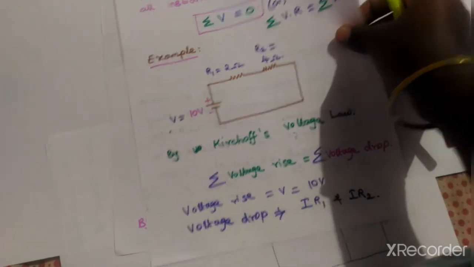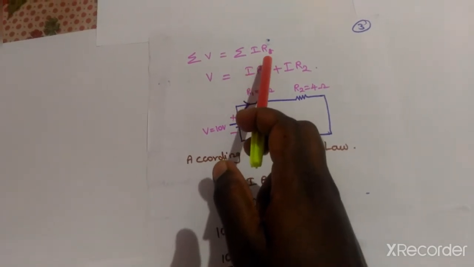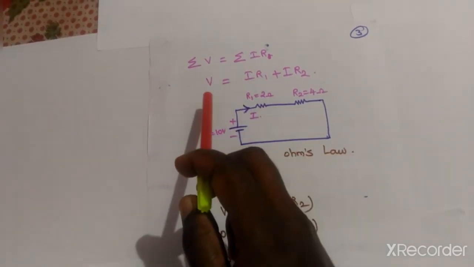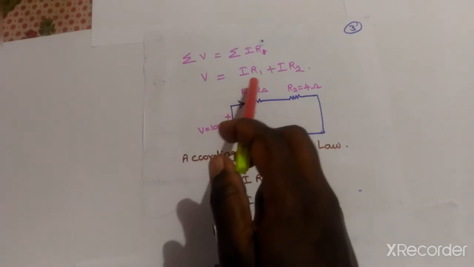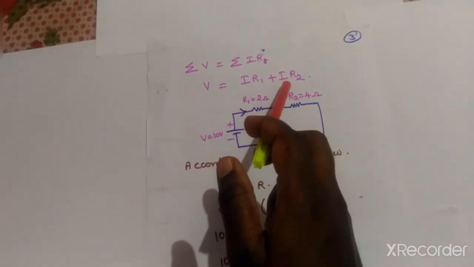So here the summation of voltage rise is equal to summation of voltage drop across the resistances. This is Kirchhoff's voltage law. So here V is equal to the voltage drop I R1, the drop across the resistance R1, plus the drop across the resistance R2.